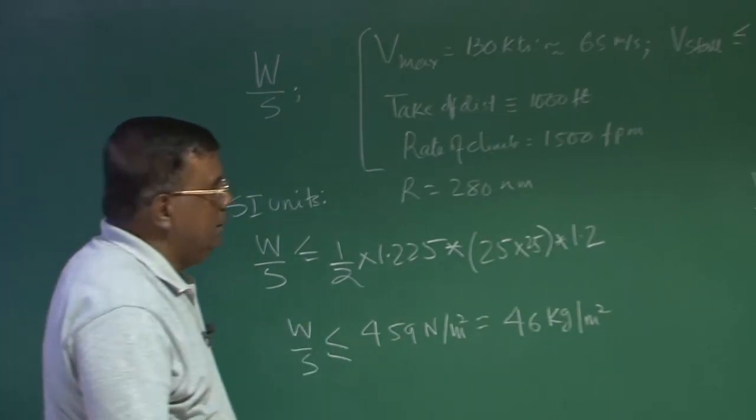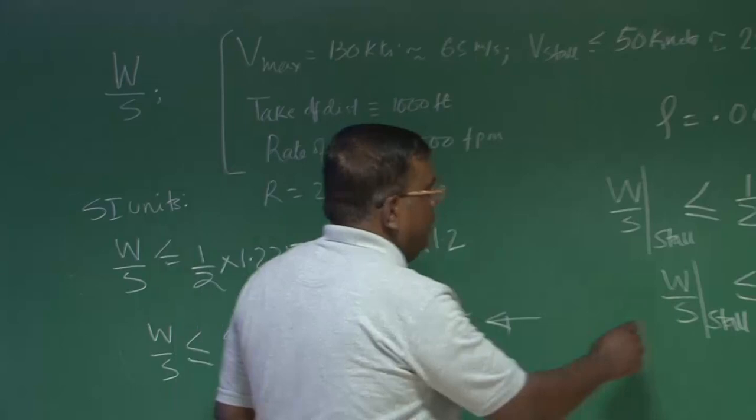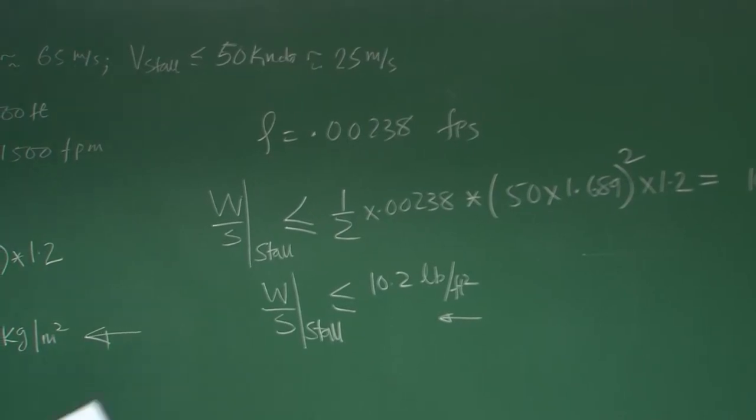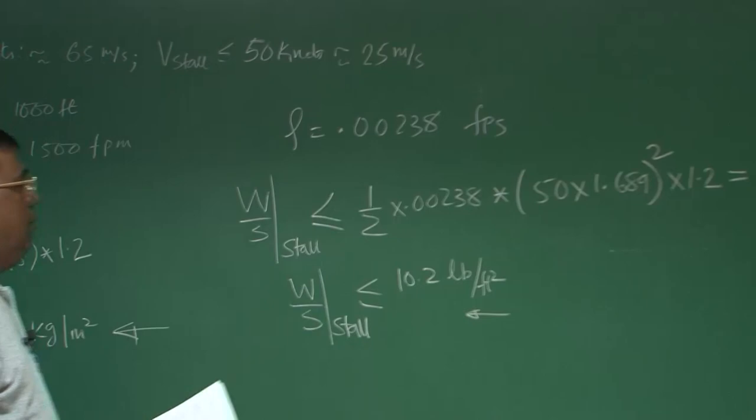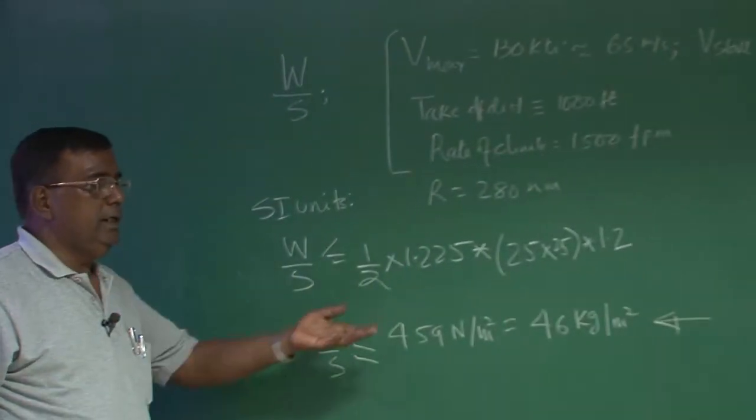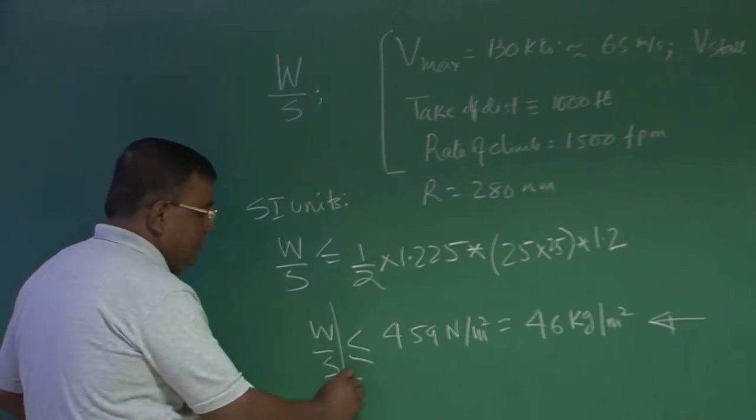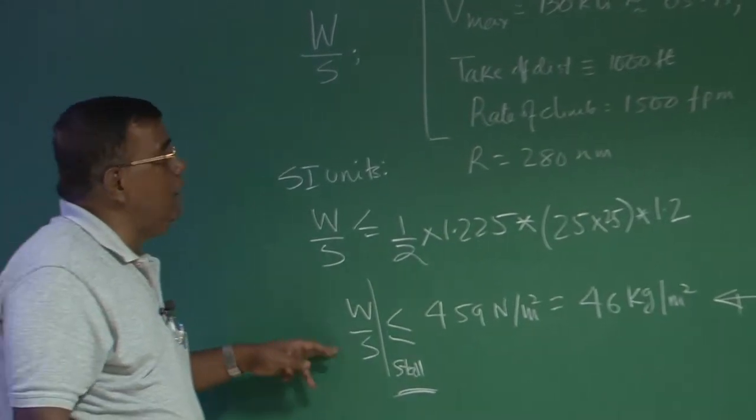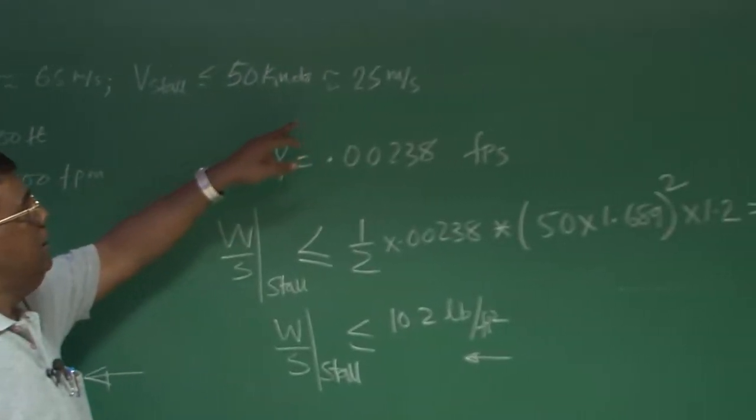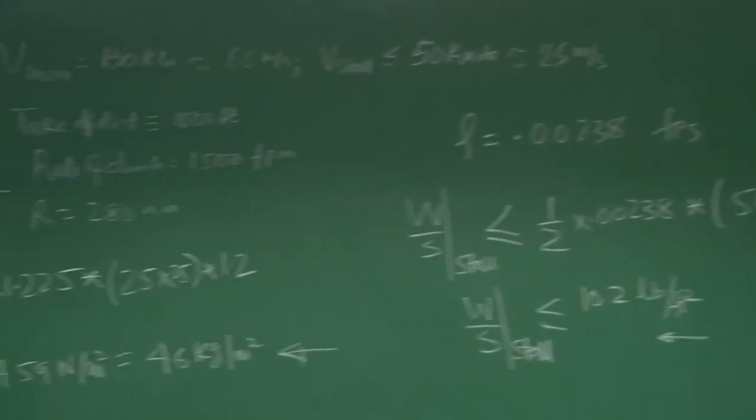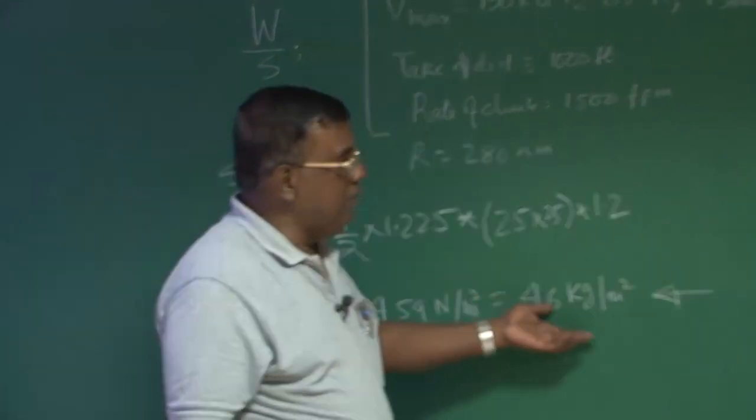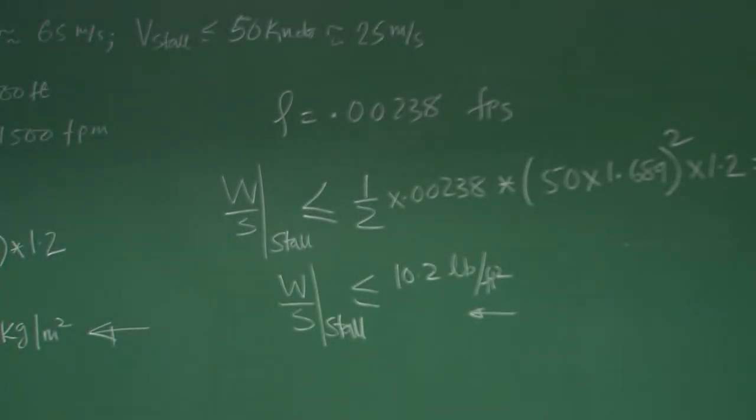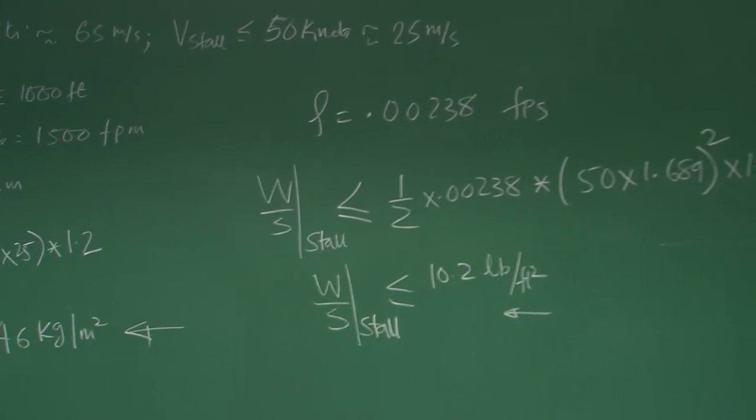Do you see this? Whether you work in SI or in pound per feet square, this is the condition you get. I am doing it in FPS units because the examples are solved in FPS units, but you should not get worried. You know how to convert them and get a feel for the number. So this is W by S stall to satisfy the stall condition of V stall less than or equal to 25 meter per second. I need to ensure W by S as 46 kg per meter square or 10.2 pound per feet square, assuming that CL max is 1.2. Right? This is clear? Okay.